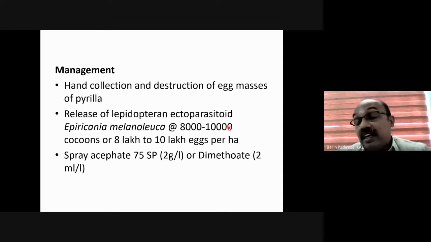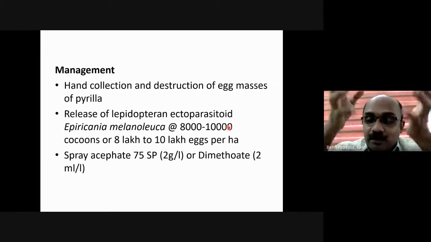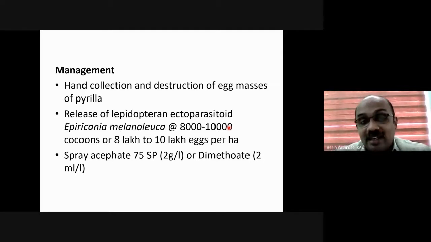Here again, we have a Lepidopteran natural enemy. It's not a predator, it's an ectoparasitoid. Ectoparasitoid means it remains outside the insect and feeds on the larvae, feeds on the insect. It doesn't enter into the host insect, it remains outside. So we don't normally see a Lepidopteran predator and a parasitoid. It's a Lepidopteran ectoparasitoid. The name is Epiricania melanoleuca.